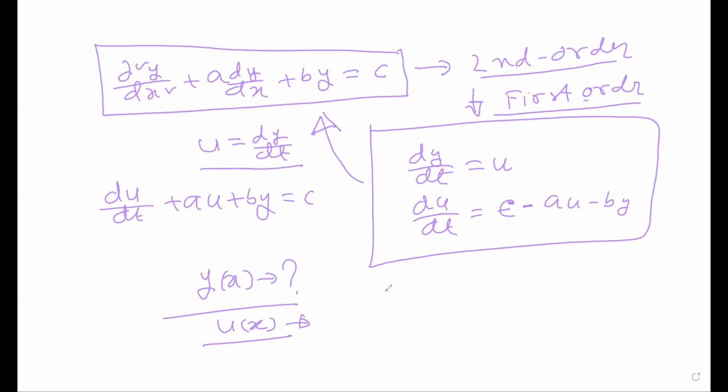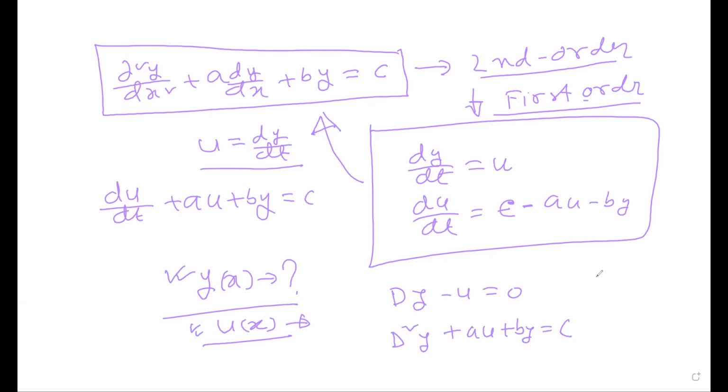In your first equation, you can write Dy minus u equal to 0. The second equation can be written as what? D2y plus a u plus b y is equal to c. Can we write this? Sir. Our objective is what? We have to solve for y and u.